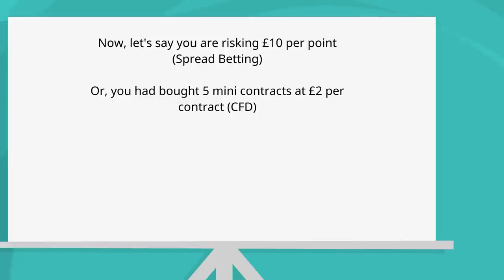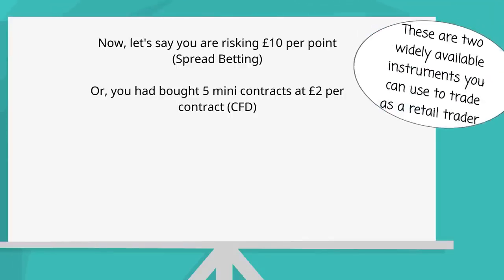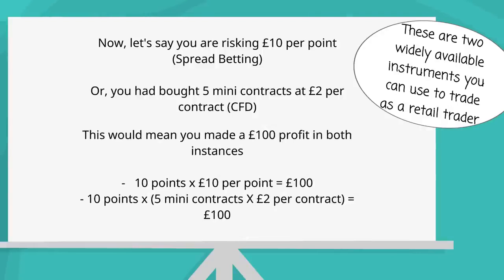Now, let's say you are risking £10 per point, which would be spread betting. Or you had bought 5 mini contracts at £2 per contract, and that would be CFDs, which is contract for difference. These are 2 widely available instruments you can use to trade as a retail trader. This would mean you made £100 profit in both instances. A 10-point increase, 7,000 to 7,010, multiplied by your £10 per point is equal to £100 profit. Or the 10 points increase multiplied by 5 mini contracts, which cost you £2 per contract, is equal to £100 also, because it's 10 multiplied by 10.